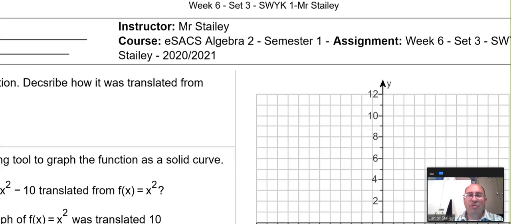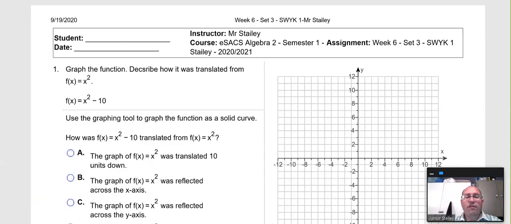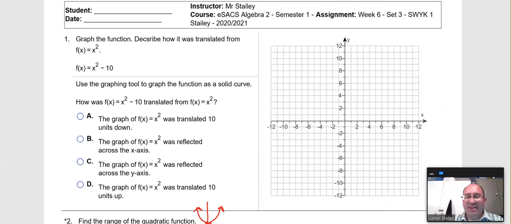We're on week 6, set 3, SWYK 1. And the first, Math Excel is kind of weird. It requires, so I went out and I picked problems for this particular SWYK and the next one that had questions which were in different math textbooks. It requires that I put one review problem in it. So this is obviously a review question.